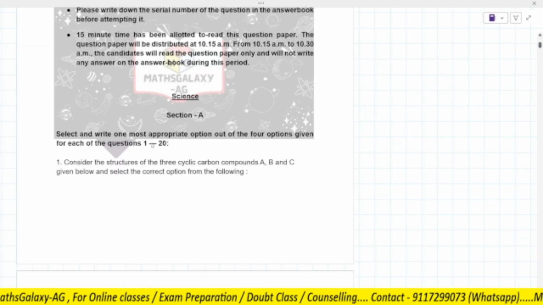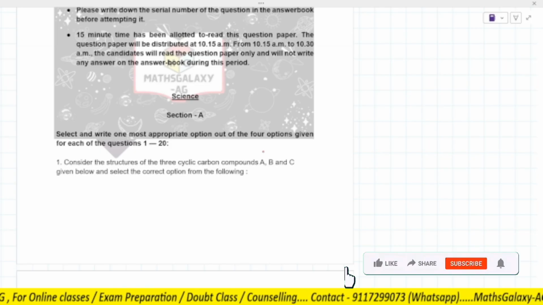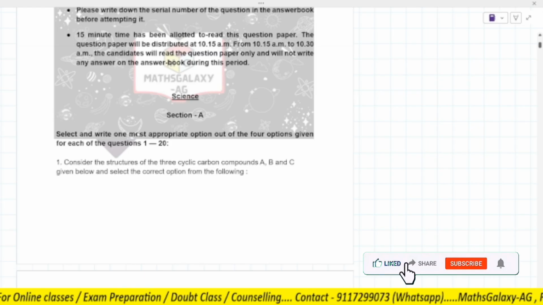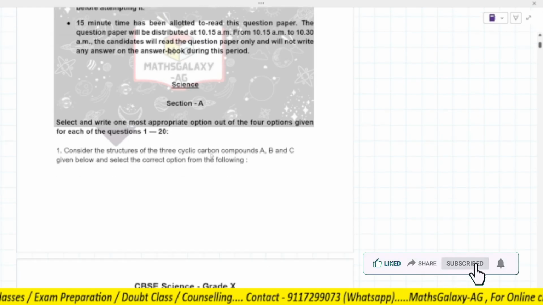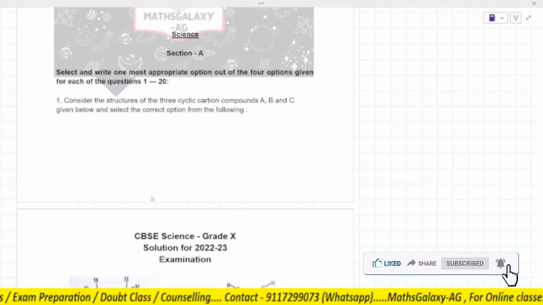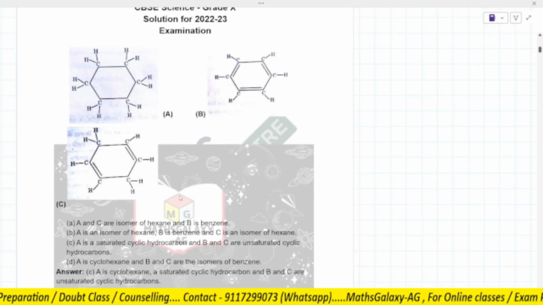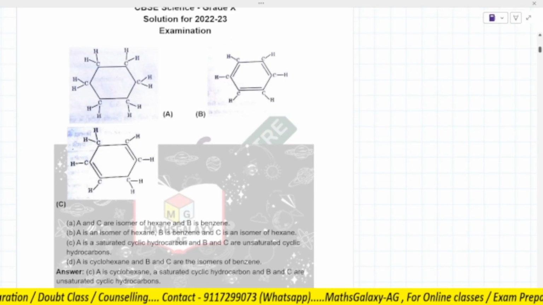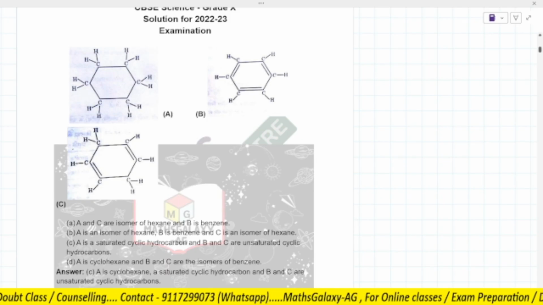The first question: consider the structure of the three cyclic carbon compounds A, B, C given below and select the correct option from the following. As you can see here, these are the three structures.